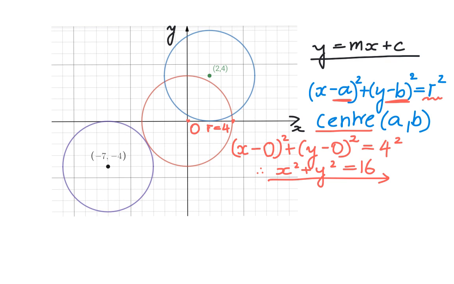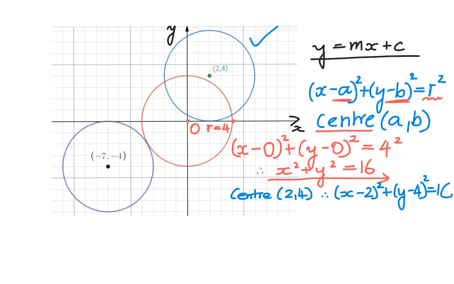What will be then the equation of our blue circle? The center of the blue circle has the coordinates (2, 4), which means that the equation will be (x minus 2) squared plus (y minus 4) squared, and if the radius remains the same, it will be equal to 4 squared, or 16.